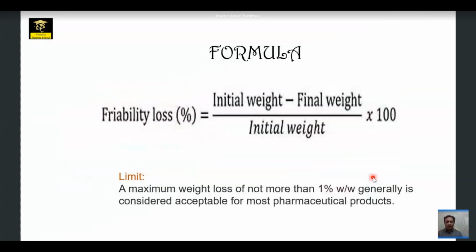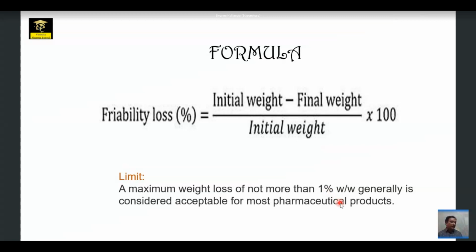Then you determine its final weight. Once you determine the final weight, you have to use this formula. The friability loss is given by initial weight minus final weight, over initial weight, times 100. When you substitute these values, you get a value that is X%, a weight by weight value. This value must be less than 1%. If the value is less than 1%, then the test passes for the given sample. If the value is more than 1%, then the test fails for friability.